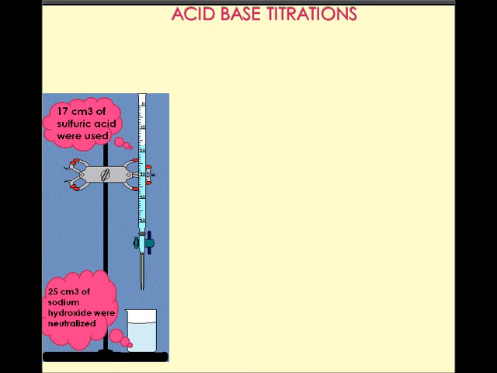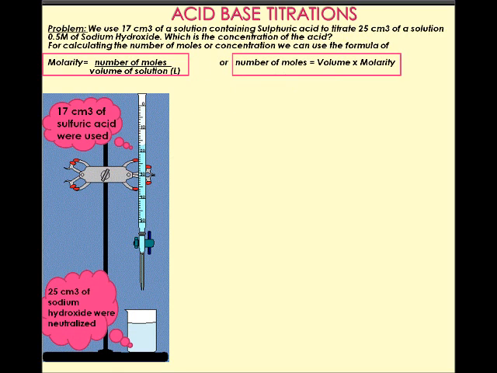In my example, I put that we use 17 centimeters cube of a solution containing sulfuric acid to titrate 25 centimeters cube of a 0.5 molar solution of sodium hydroxide. So we know that we have 25 centimeters cube of sodium hydroxide here, and we know that the molarity of the sodium hydroxide is 0.5 molar. So we can calculate the number of moles present here, and that's what we are going to do first.